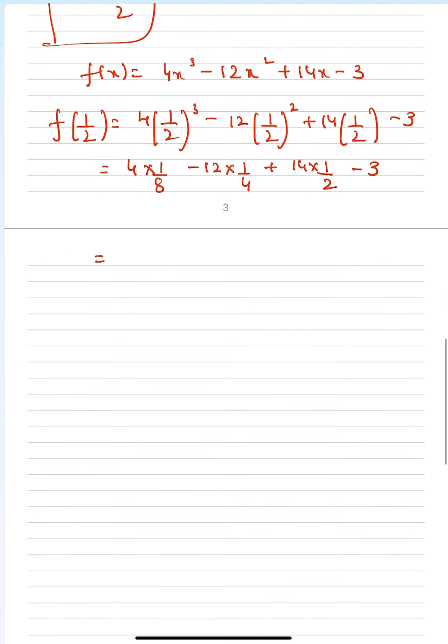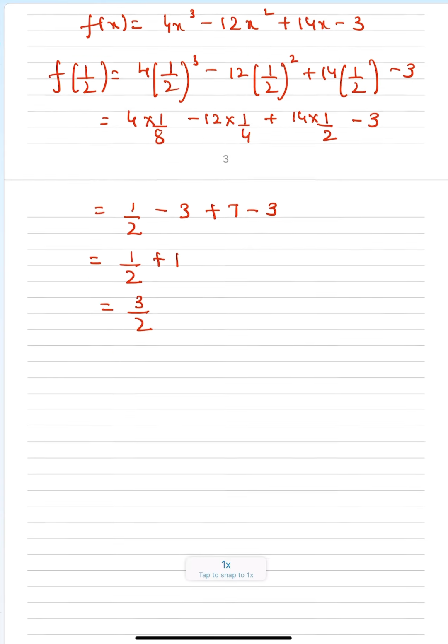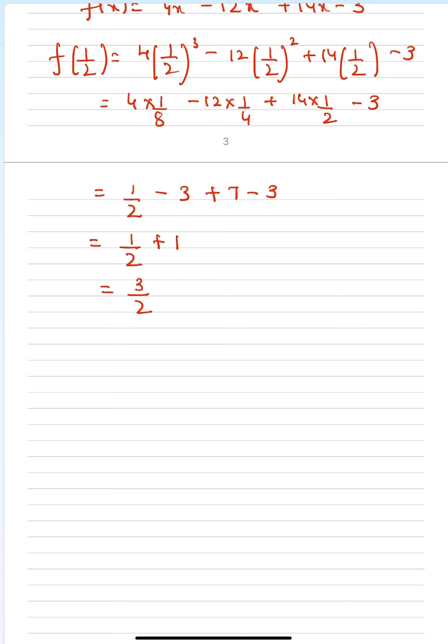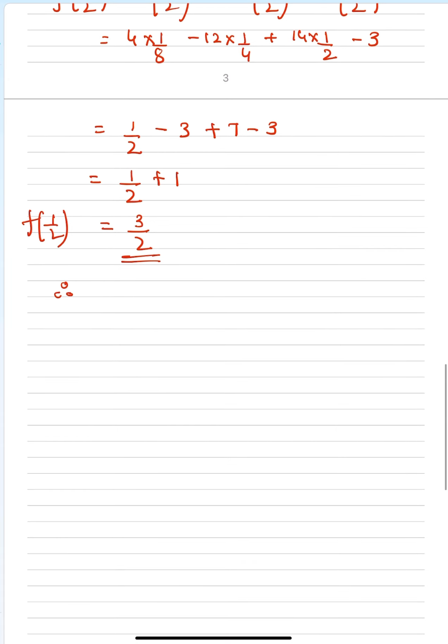This is equal to 1 upon 2 minus 3 plus 7 minus 3, and this is equal to 1 upon 2 plus 1, which is equal to 3 by 2. So the value of P of alpha over here is 3 by 2. That is, f of 1 upon 2 is nothing but 3 by 2, which we call the remainder. Therefore, the remainder is equal to 3 upon 2.